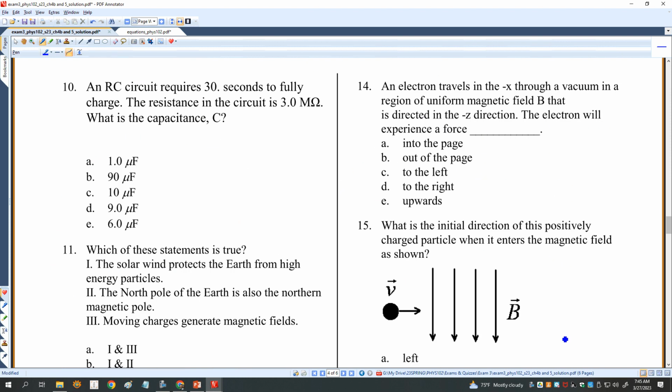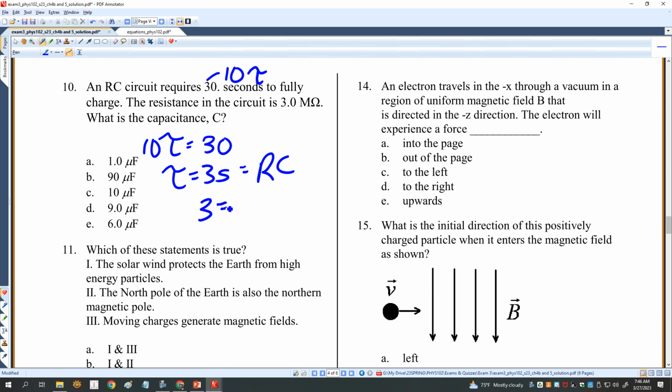RC circuit requires 30 seconds to fully charge. That's going to be 10 times its time constant. So 10 tau is equal to 30. So tau is equal to 3 seconds. What is the capacitance? Well, this is equal to R times C. 3 is equal to 3 mega ohms times the capacitance. So the capacitance is 1 microfarad.